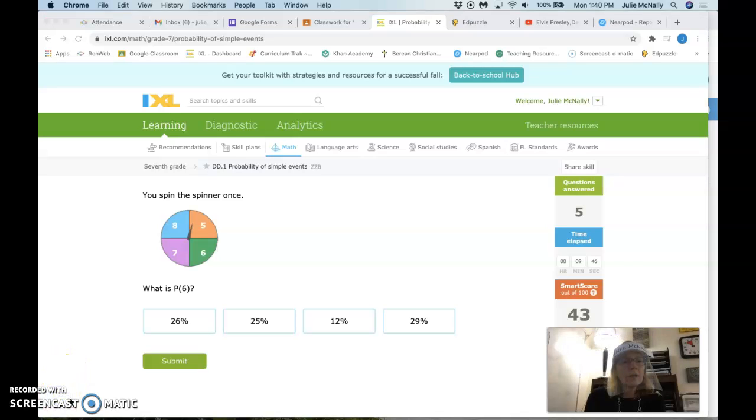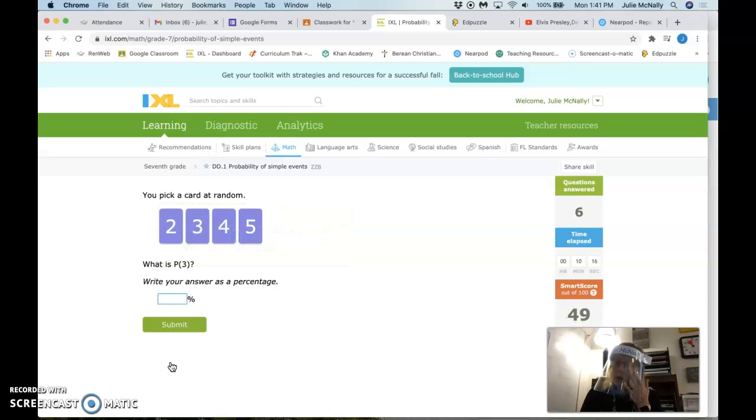You spin the spinner once. What is the probability of getting a 6? How many numbers are on the spinner? 4. How many 6s are on the spinner? 1. 1 out of 4 is the same as what percent? 25%. And if you didn't know, you can divide it on your calculator. It would say 0.25, multiply by 100, and that gives you the percentage.